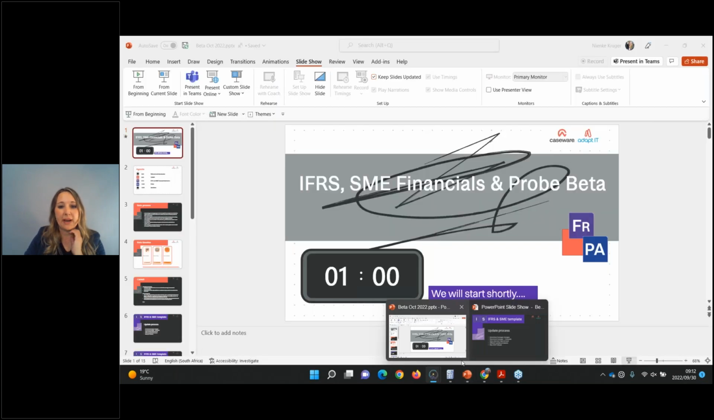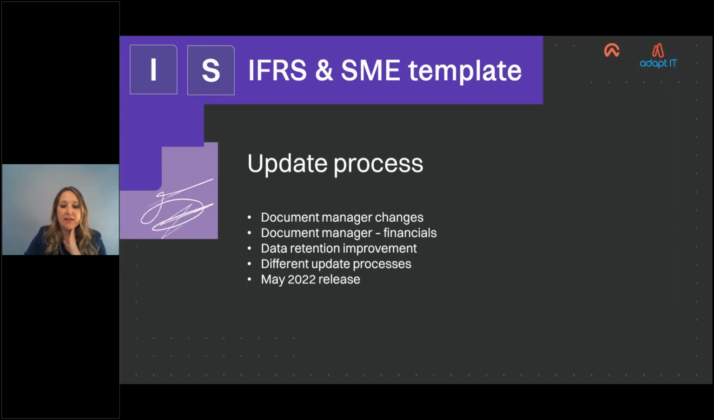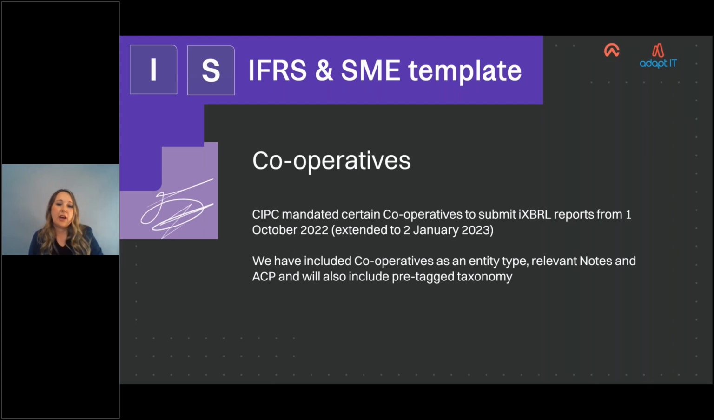Okay, if we then jump back to our slides. The first change that we've made in this release is cooperatives. So SIPC have mandated certain cooperatives to submit their IFRS reports from 1 October, extended to 2 January 2023 now, and we've included cooperatives as an entity type. Relevant notes and ACPs will also include pre-tag taxonomy.